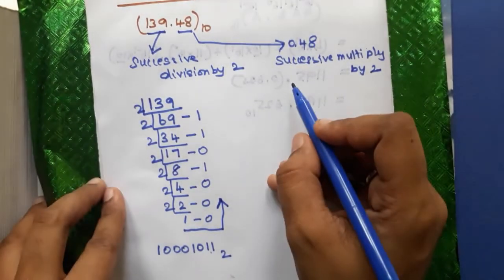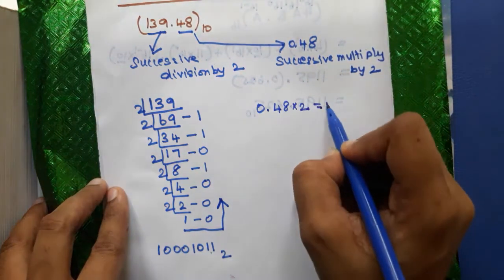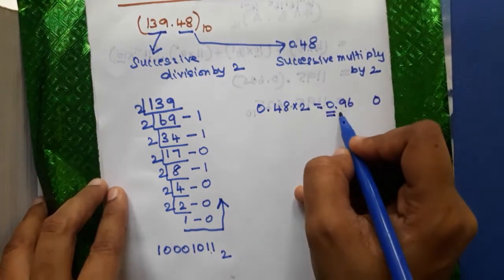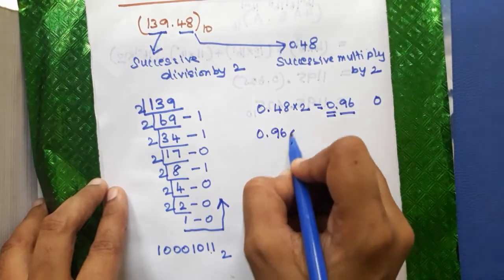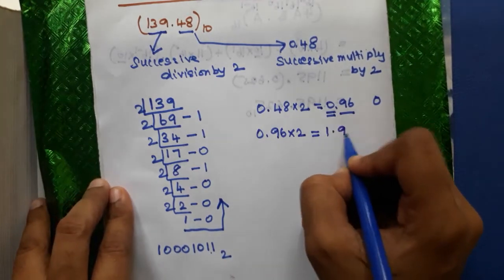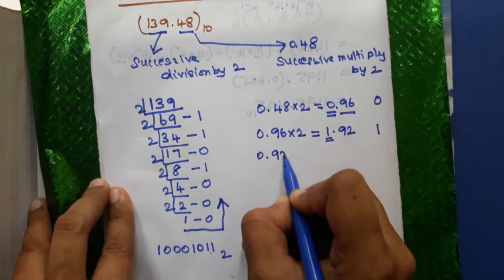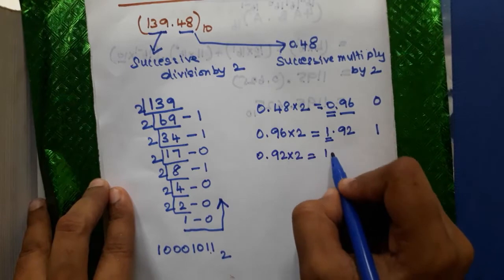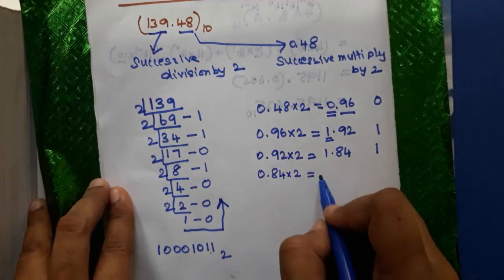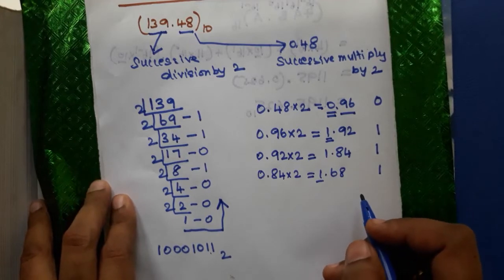Fine. Next, coming to the fractional part, I am multiplying 0.48 into 2. I get 0.96. I am taking the whole number part, that is 0, aside and multiplying the remaining fractional part by 2 again successively. Then I will get 1.92. Again I am taking off the whole number part aside and taking the fractional part and multiplying by 2. Once again I get 1.84. I take whole number part aside, fractional part is multiplied by 2, 1.68. This can be continued to the number of bits precision I require.